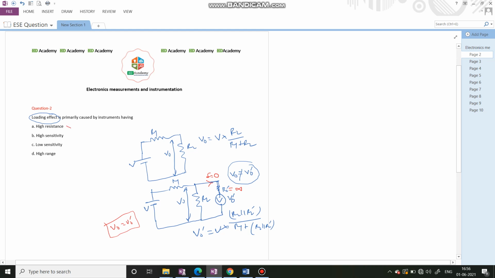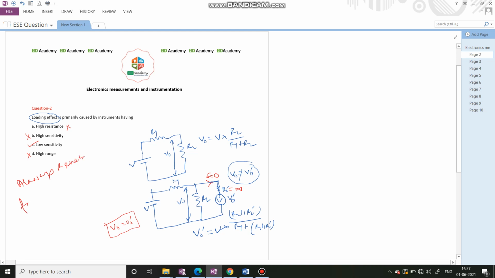Then high sensitivity. For a high sensitivity instrument, the loading effect is very less, so option B is also wrong. And low sensitivity, this is the right answer. And for a high range instrument, the loading effect is not different. So this is about sensitivity.